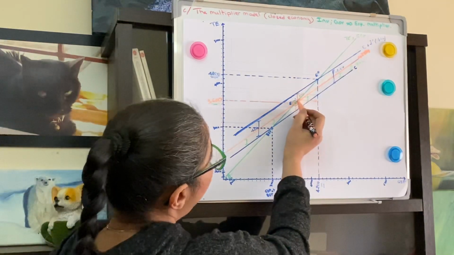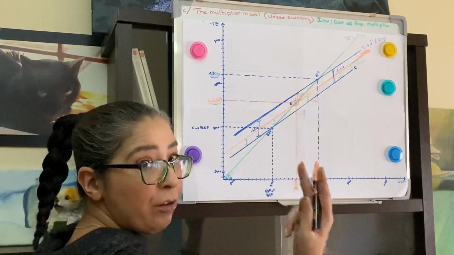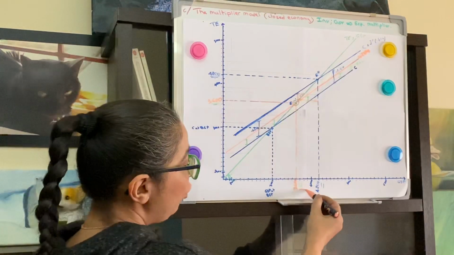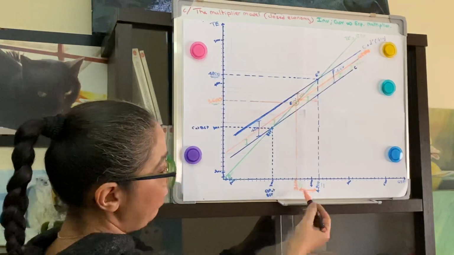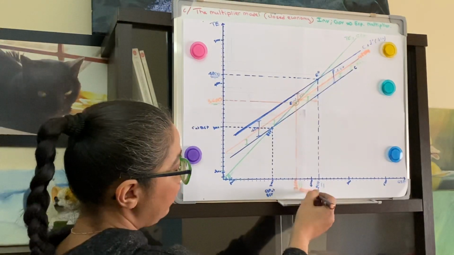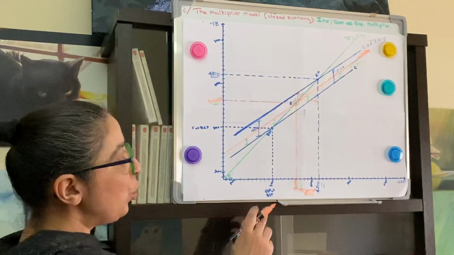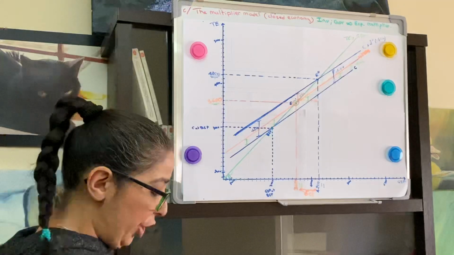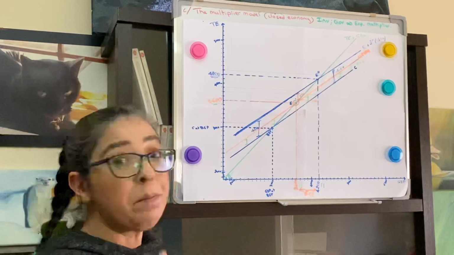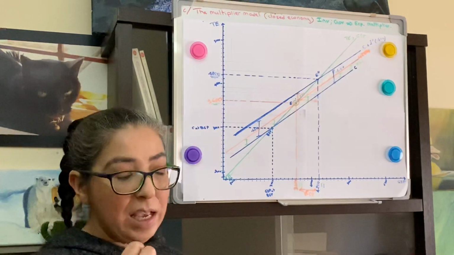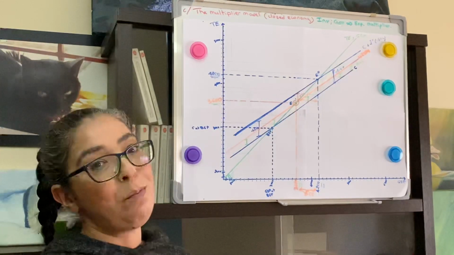You moved from 3,600. You added 200 in the investment, but you moved by 600, isn't it? The distance here is 600. So you changed your GDP by 600 when you changed your investment by only 200. See? It was actually multiplied by 3. 3 would be your multiplier.